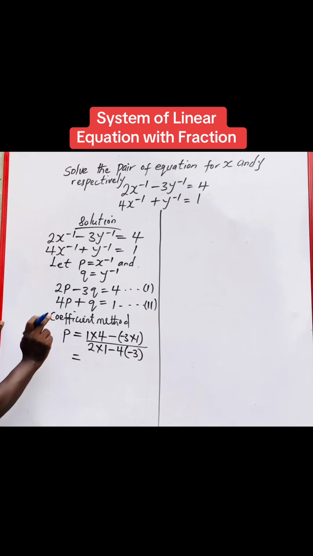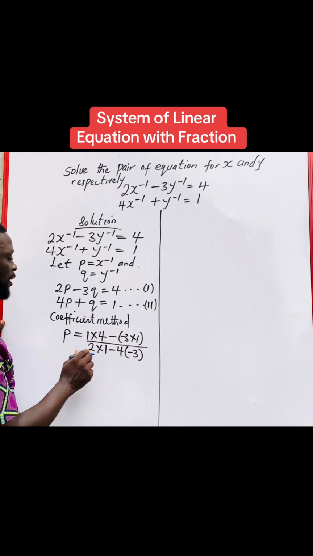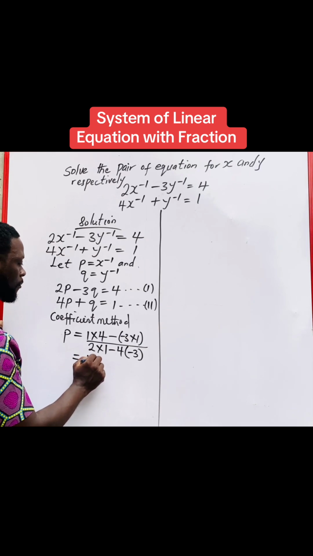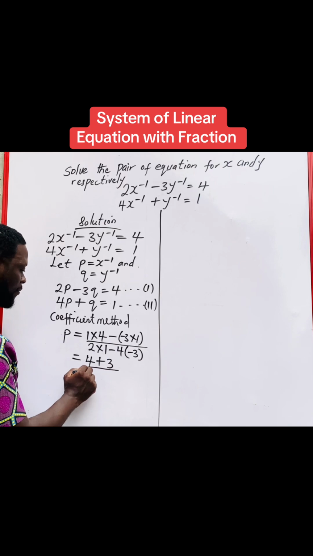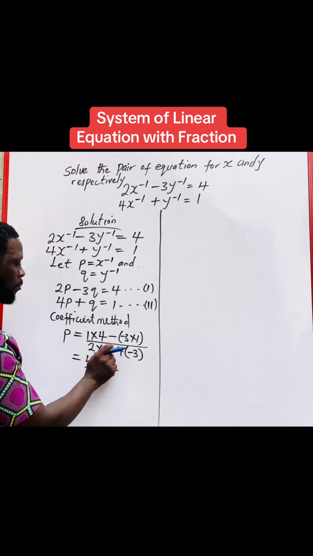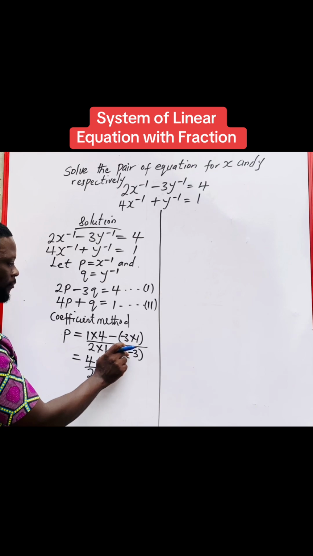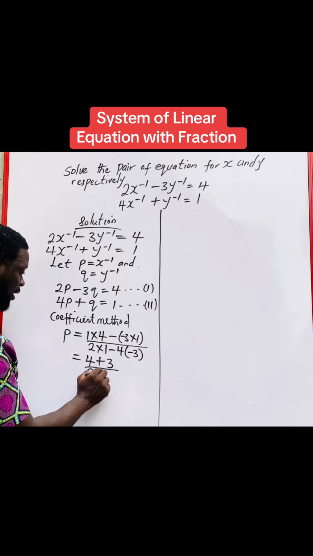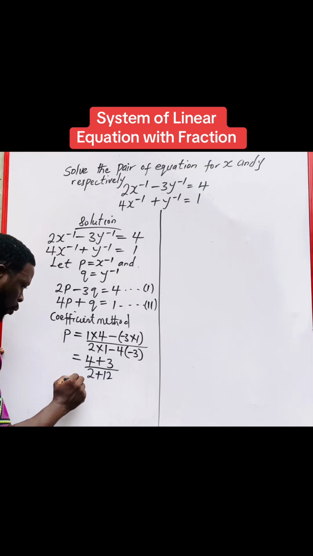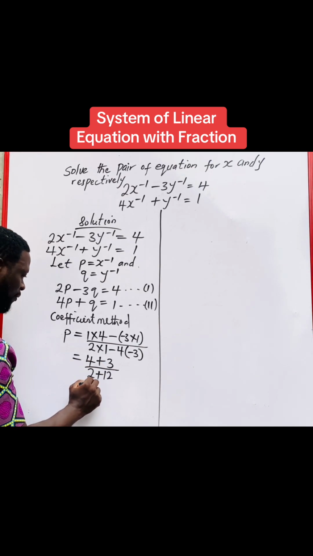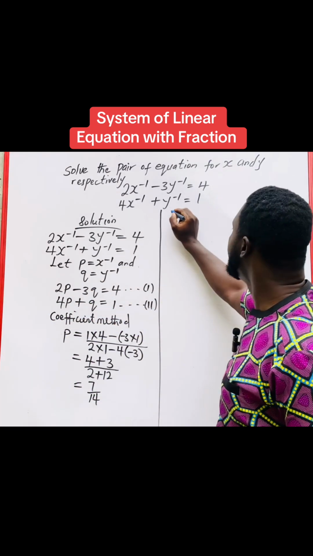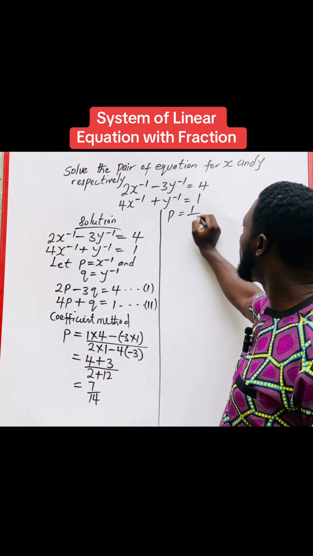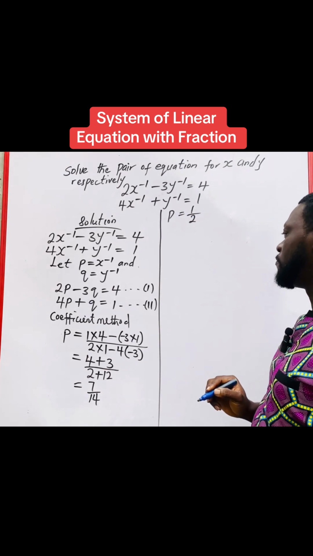So you simplify to get the value of p. So we call this the coefficient method. So you have 4 plus minus 3 times 1, all over 2 times 1, which is 2, minus 4 times minus 3, which will give us plus 12. All right. So quickly we have that 4 minus 3 will give us 1 over 14... so this will imply that p is 1 over 2. So we've gotten the value of p.